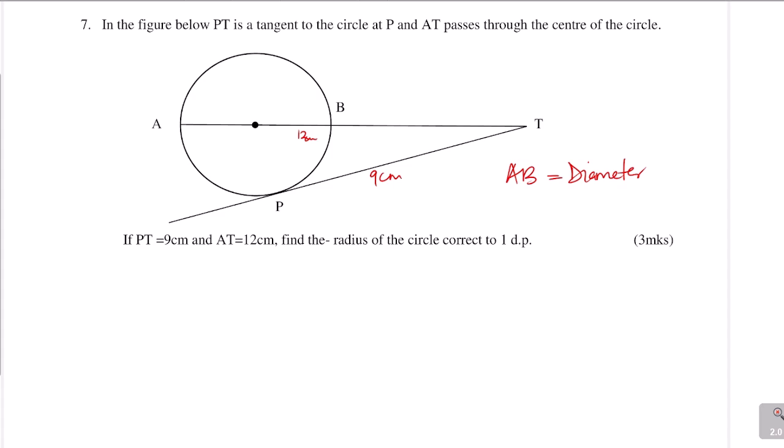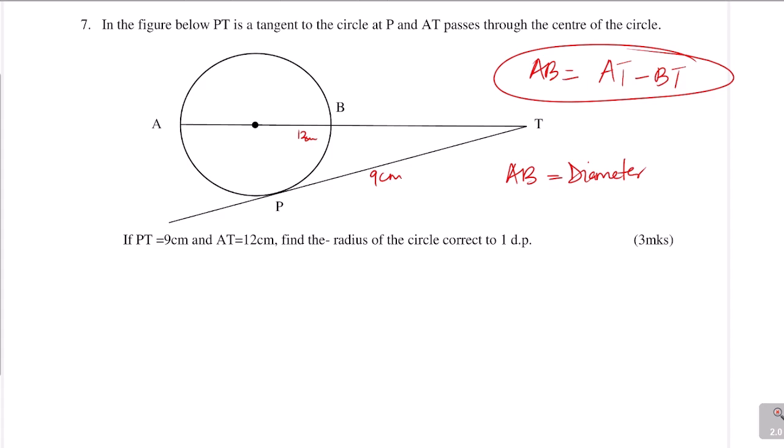So once we get BT, we only need to take AT and subtract BT to remain with AB. Let me write it here. AB will be given by AT minus BT. So therefore we need to get BT. And what will help us to get BT? We are going to use a property, the tangent secant property.